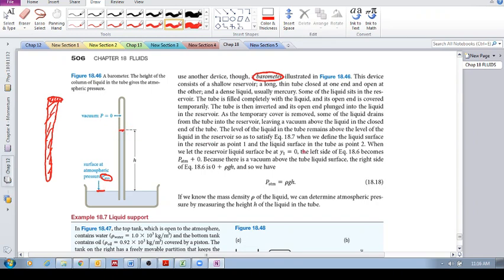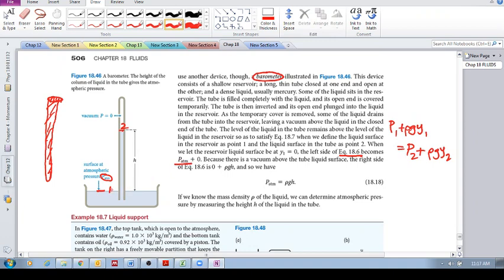So, if we consider equation 18.6, if you remember, equation 18.6 was the pressure at point 1 plus rho g y1 is equal to the pressure at point 2 plus rho g y2. Now, if we consider this to be point 1 and that to be point 2, then the pressure at point 1 we know is atmospheric.